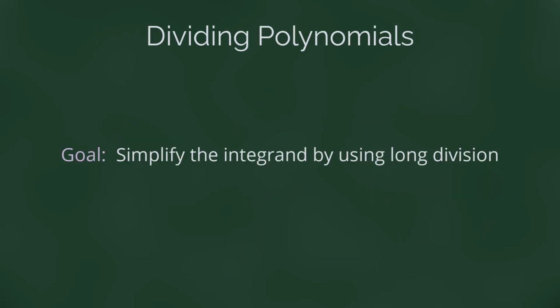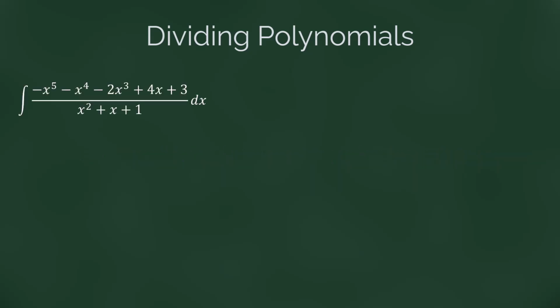Our next technique is going to involve rational functions. We're going to try to divide polynomials, and we'll simplify our integrand by using long division. Let's take a look at an example. Here we have a 5th degree polynomial in the numerator, a 2nd degree polynomial in the denominator. Nowhere in there do we have an obvious place to make a substitution, so we're going to try to simplify things a little. We'll go ahead with a long division.